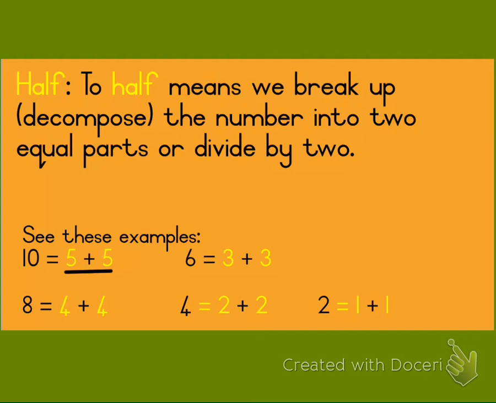The next one is number 6. What is the half of 6? The two numbers that make up 6, 3 plus 3. So the half of 6 is 3. And 8, 4 plus 4. So the half of 8 is 4. The half of 4, 2 plus 2 is equal to 4. And then the half of 2 is equal to 1 plus 1. So the half of 2 is equal to 1.